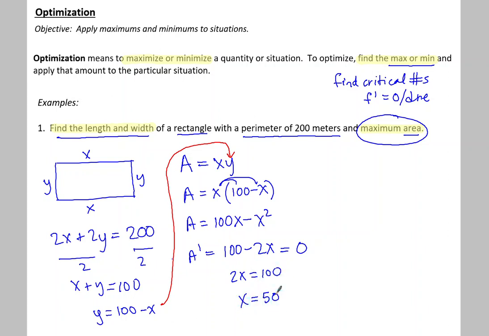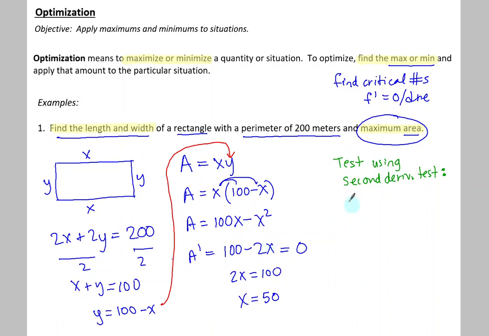I only have one critical number, so it's most likely that the maximum will be occurring at x equals 50, but it's helpful to test to make sure that this does yield the maximum, just in case I messed up somewhere along the way. So I'm going to test using the second derivative test. I could use the first derivative and make a number line and test on either side of 50, but sometimes it's easier, depending on the function, to use the second derivative.